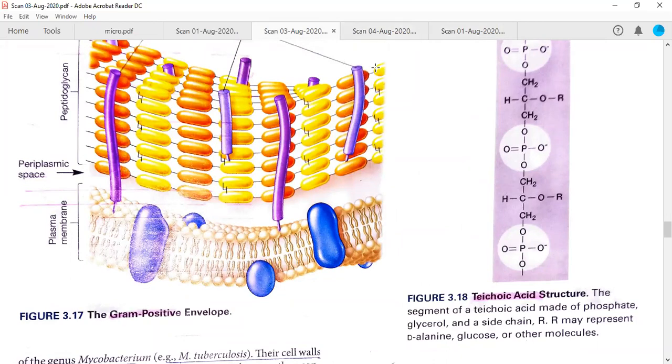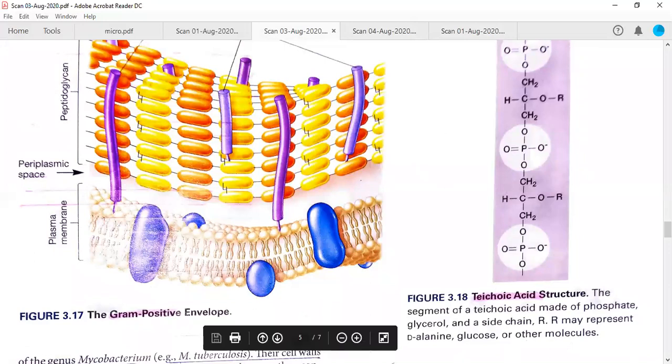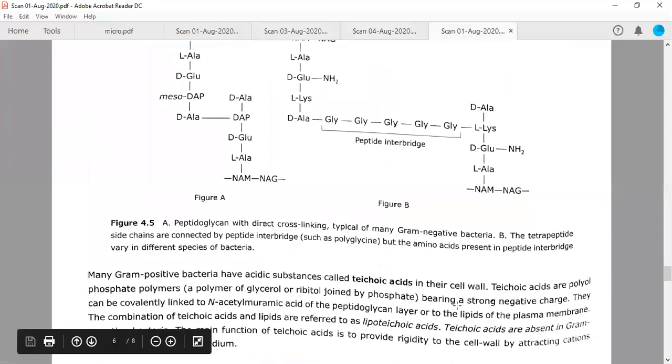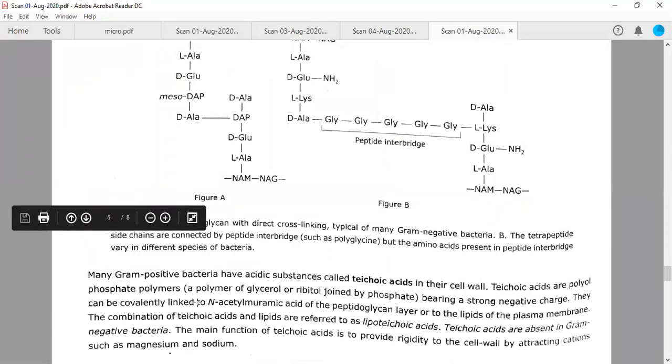So what will happen if they bind with magnesium and sodium? They will provide extra stability and rigidity to the cell wall. This is the function of teichoic acid, which is written in your pathfinder also. Bearing a strong negative charge because of these phosphate groups, they can covalently link to the, okay, this is also important. They are linked to the N-acetylmuramic acid, NAM, of the peptidoglycan layer or to the lipids of the plasma membrane. Again, important.